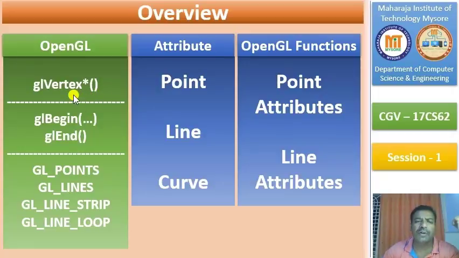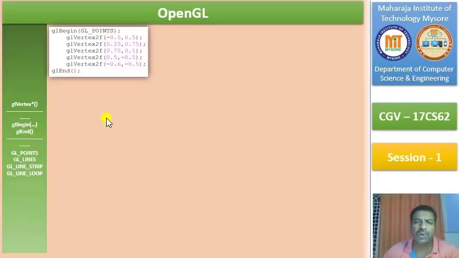We are going to enclose this vertex function between these two APIs, glBegin and glEnd, where glBegin is going to take a parameter, either GL_POINTS or GL_LINES, GL_LINE_STRIP and GL_LINE_LOOP. Depending upon what type of primitive you require, you're going to pass that primitive as the parameter for glBegin. Now just look at this code here.